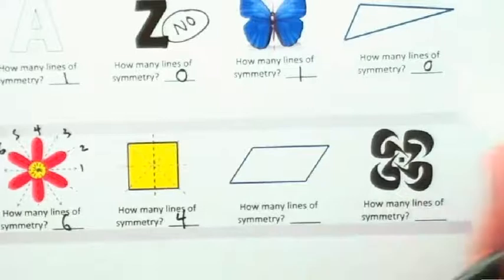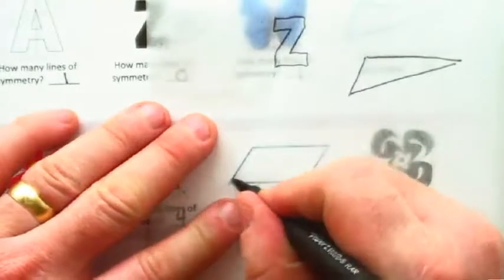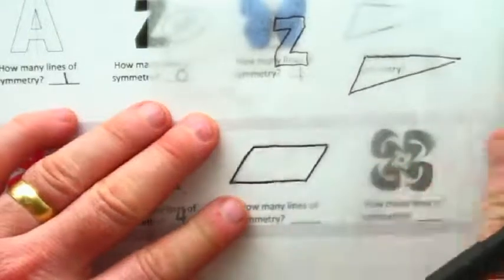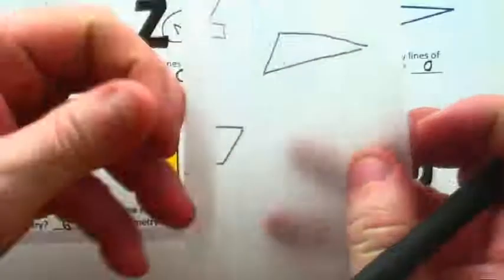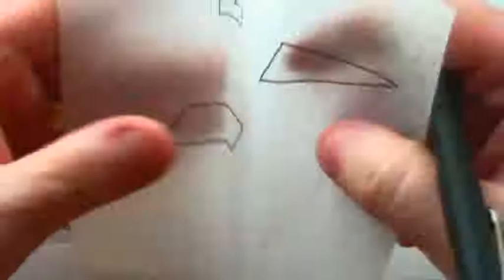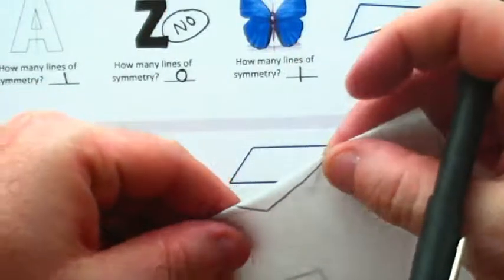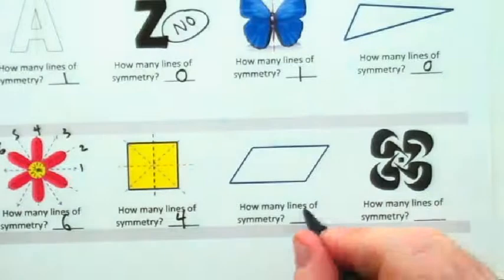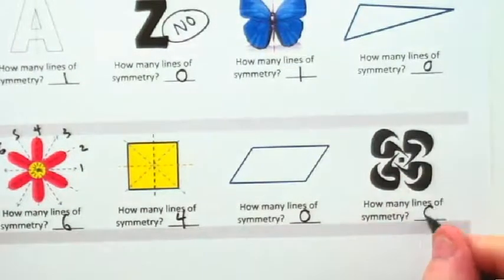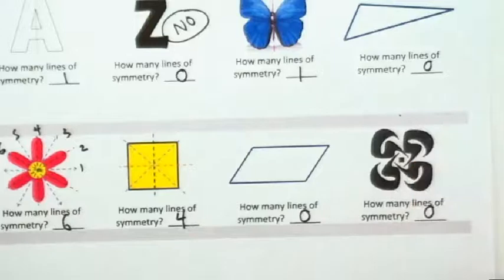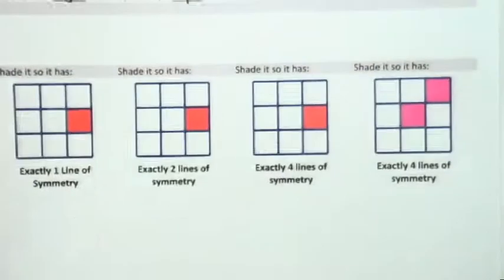This parallelogram is a good one too to test out with the old patty paper. It seems like it should work, but if we fold it sideways, we see that it doesn't. And a lot of students think to do it diagonally, so I'm going to try and do it diagonally. But I think you can see that it doesn't work that way either, so none there. This is also 0. This may look good, but it's more rotational than it is line. One more thing to talk about with line symmetry.